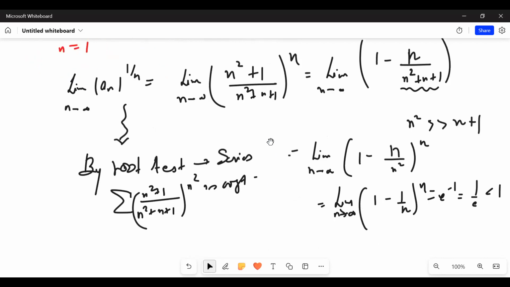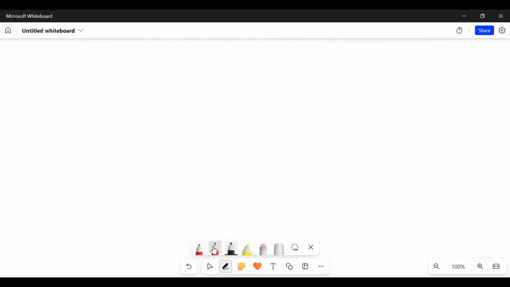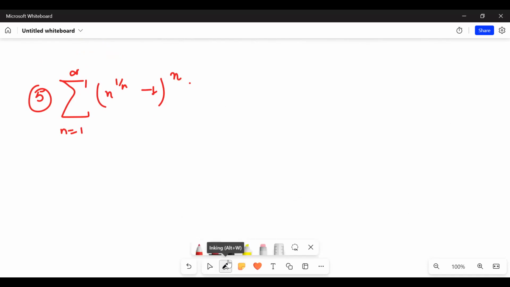Okay. Now, let us consider a few more concrete examples. Let us take this example for that matter. Summation n equals 1 to infinity of n raised to power 1 upon n minus 1, raised to power n. See, if you remember, we have already proven that n raised to power 1 upon n, this particular sequence, is a decreasing sequence.